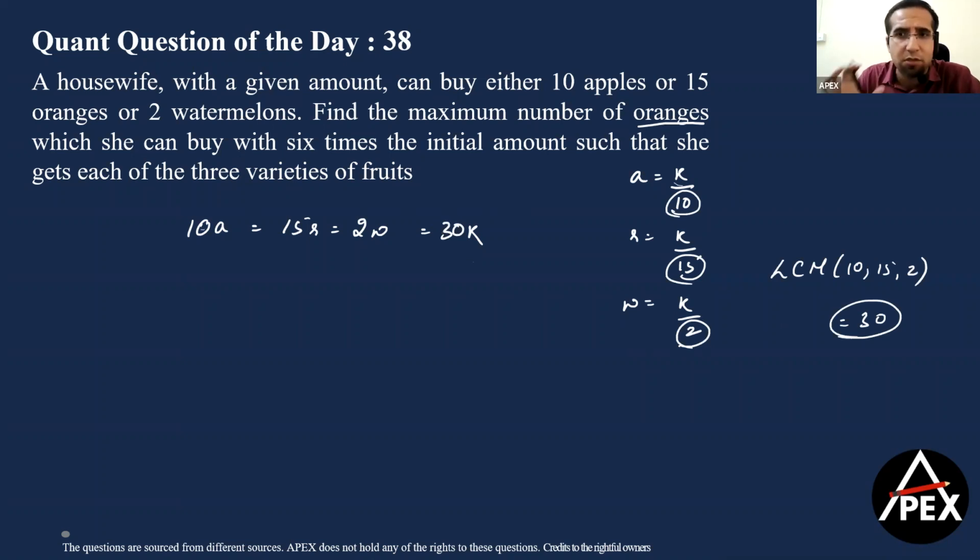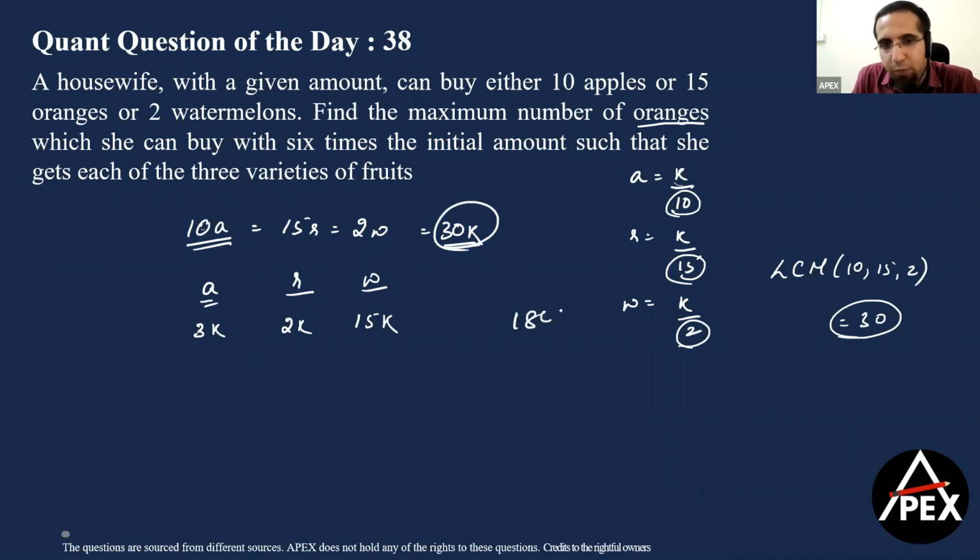That is the price with which the housewife is going to the market. So if the price of 10A is equal to 30K, can I say that the value of A is equal to 3K? Now the value of R will be 30K by 15, that will be 2K. And the value of W will be 30K by 2, that will be 15K. Clear? Now, the question says that she has now 6 times the amount that she had taken earlier. So if she had 30K, now she is going to the market with 180K.